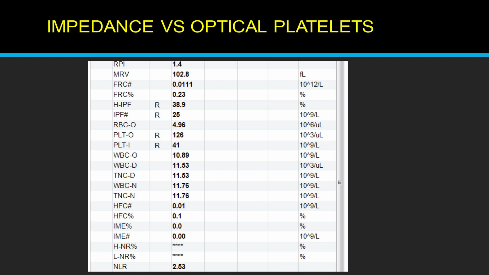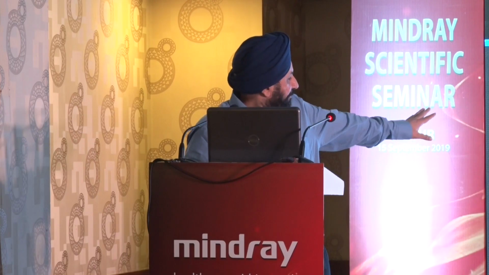research parameter mode, the impedance was 41,000 and the optical platelet was 1,26,000. So if I would have only relied on the impedance count, this patient would have been admitted into some hospital and would have probably been undergoing some IV solutions, where he could have been very well managed from home. So that is what optical platelet brings in a dengue patient.